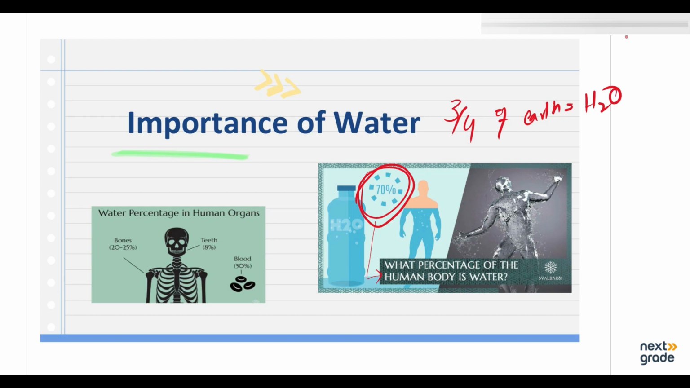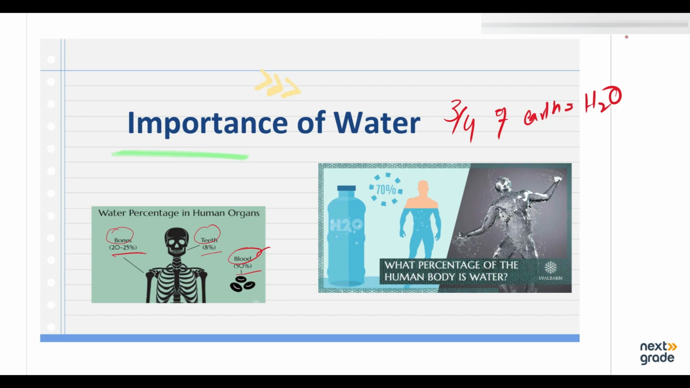ये 65 to 85% तक different organism में पाया जाता है. Like as you can see in this picture, 20 to 25% water is present in the human bones, 8% of it is present in the teeth, then 50%, a major amount, constitutes the blood. See, bones, teeth, and blood.